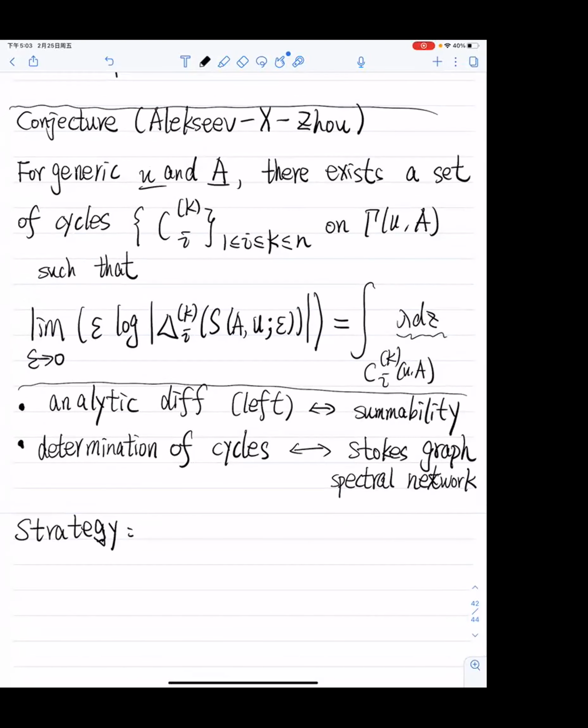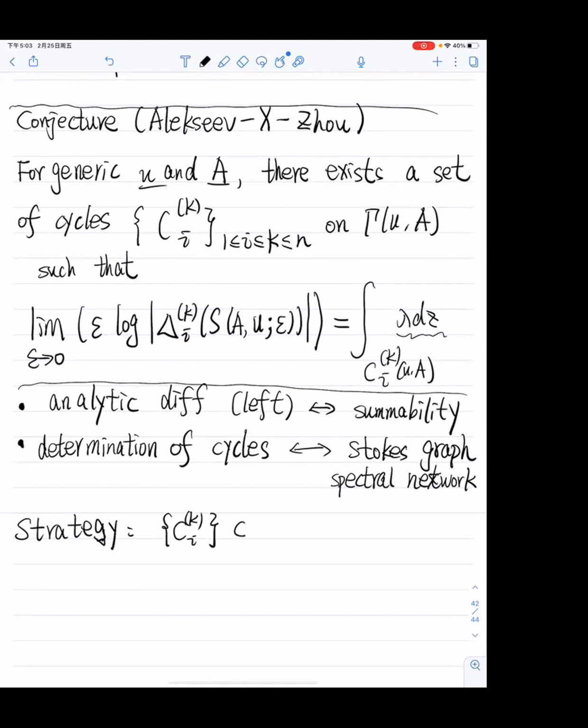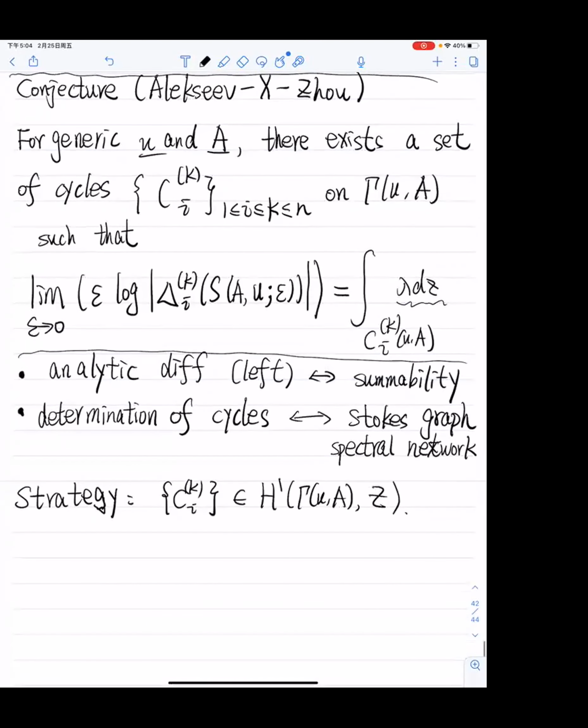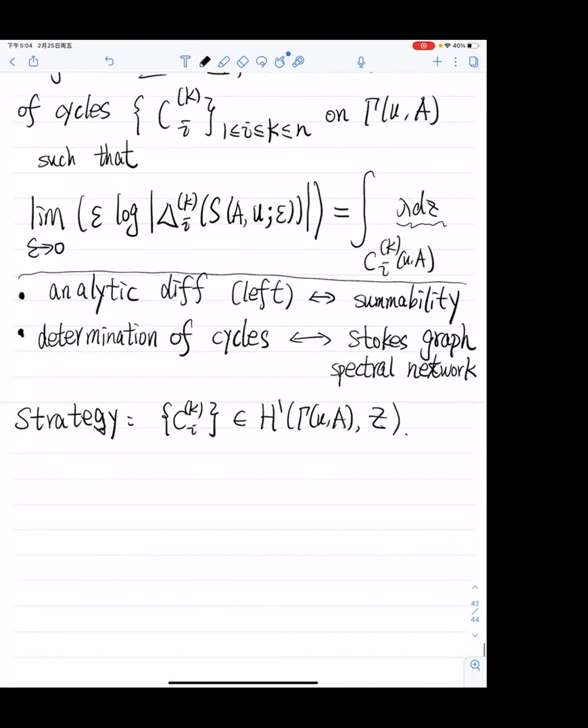Because the left-hand side is sort of discrete data. What I mean is that the cycles somehow live inside the integer coefficients of your curve. If you want the periods, the pairing between the canonical one form, to match up with the asymptotics of the Stokes matrix, this is not so trivial. So our strategy is as follows.